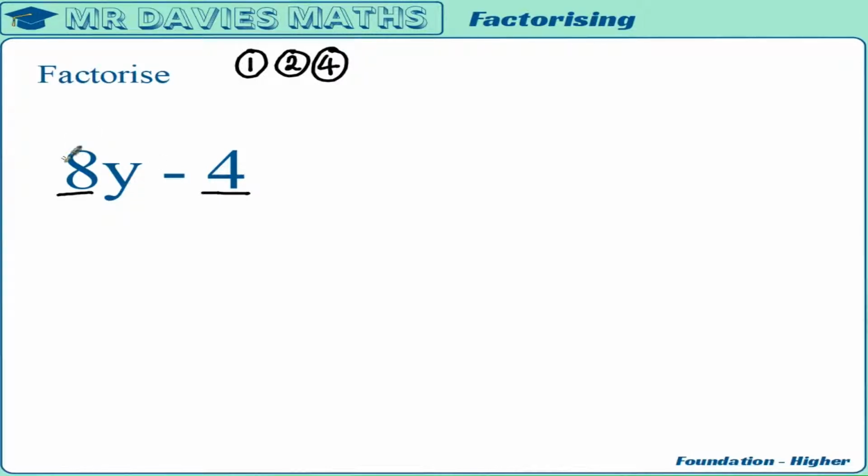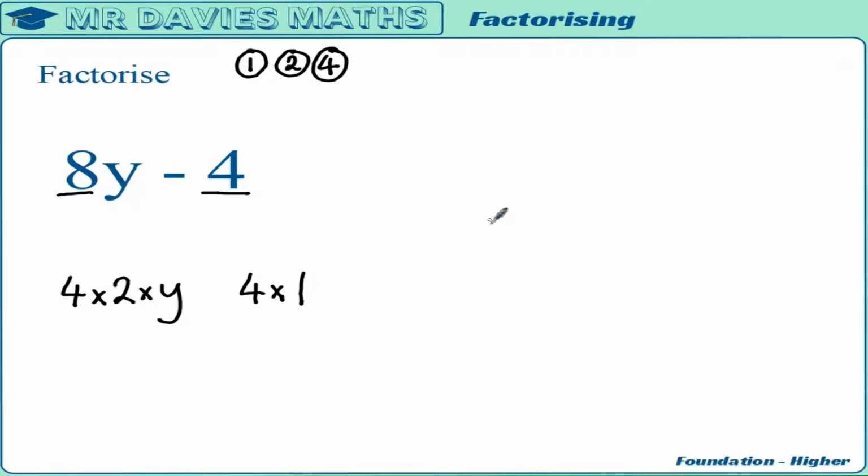How do I make 8y if I had to start with a 4? Well, I'd do 4 times by 2 times by y. Same process for the 4. How would you make 4 if you had to start with 4? Well, I'd do 4 times by 1.